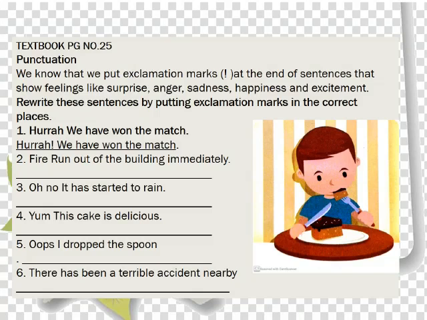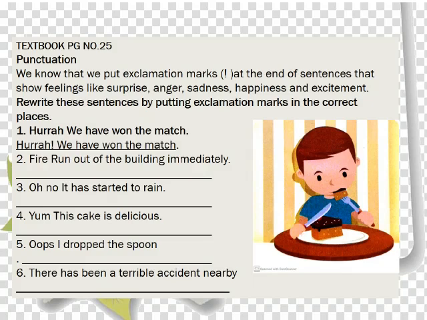We will be learning about exclamation marks. You know them, right? Yes, it is something which you have already learned in your previous grades. Let us now revise it again. We know that we put exclamation marks at the end of the sentences that show feelings like surprise, anger, sadness, happiness, and excitement. Read the question. Rewrite these sentences by putting exclamation marks in the correct places.